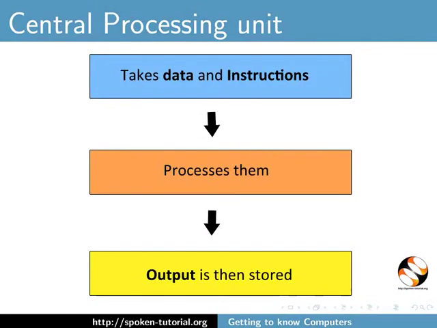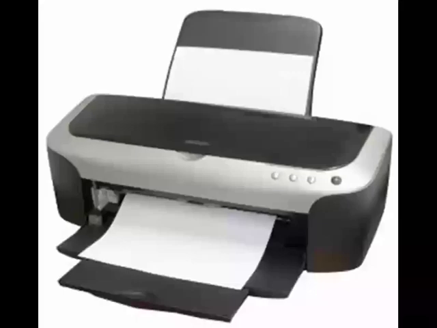The output is then stored along with the data and instructions in the storage unit. The unit that supports the process of producing results from the data is the output unit. Monitor and printer are some of the output devices.